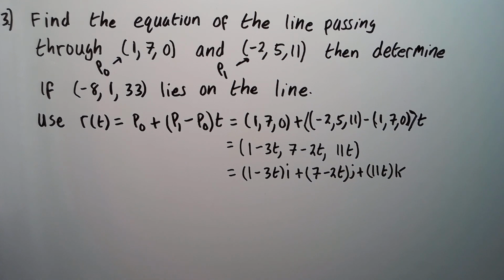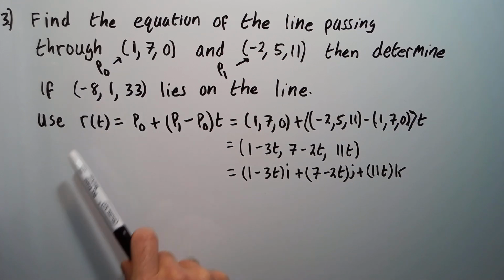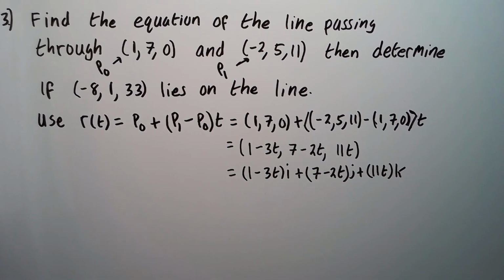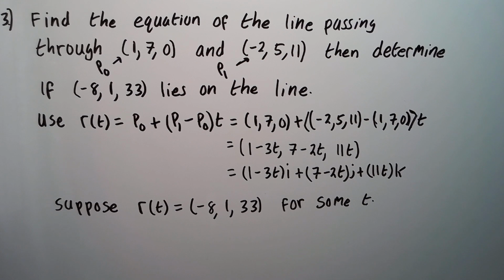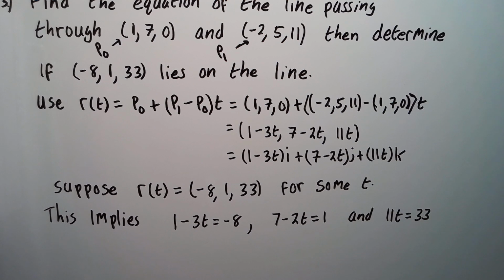So let's suppose it does and see if we can find a t value that makes this point. So let's suppose that r of t equals that. So we're supposing r of t equals our negative 8, 1, 33. Well, that would mean that the negative 8 would have to equal the 1 minus 3t, the 1 would have to equal 7 minus 2t, and the 33 would have to equal 11t. So you'd have 3 equations. Let me write them here. So you have these 3 equations, and let's solve these.